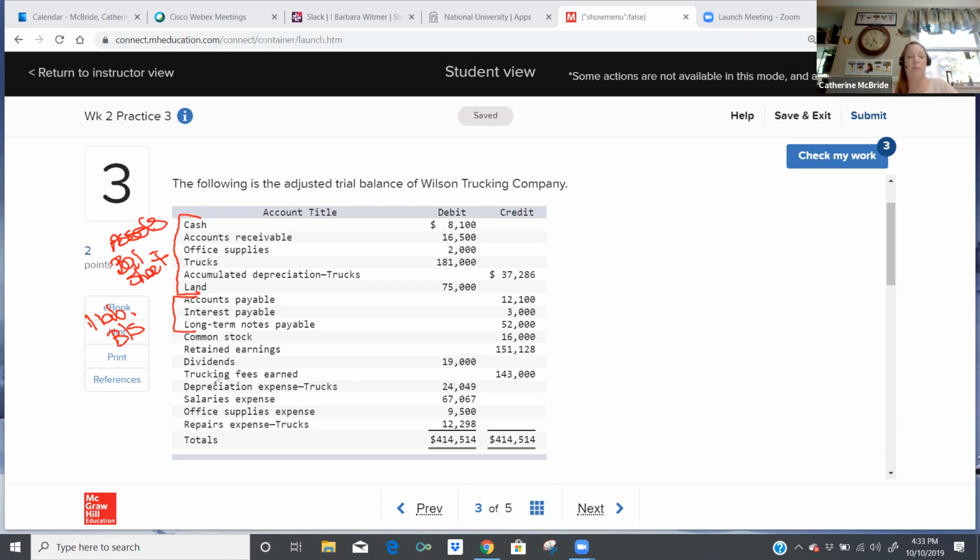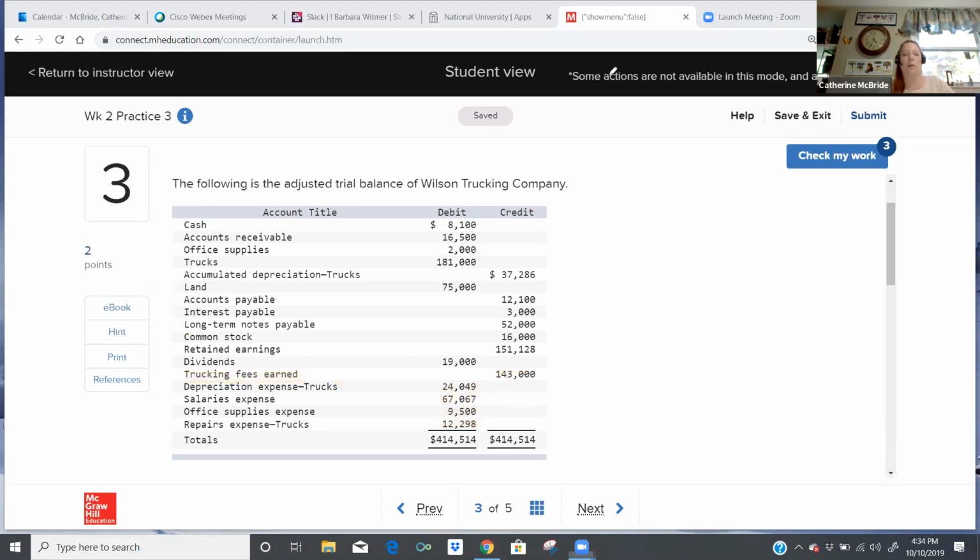Okay, the next group we're going to use. So for the income statement, we're going to start here with trucking fees earned. That'll be our revenue. And then all of these are going to be our expenses. So that's where we're going with this.